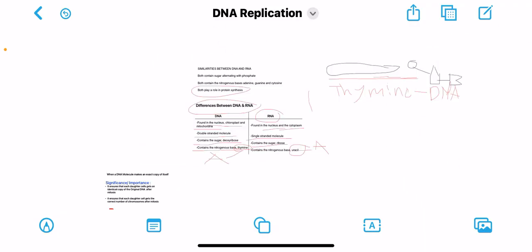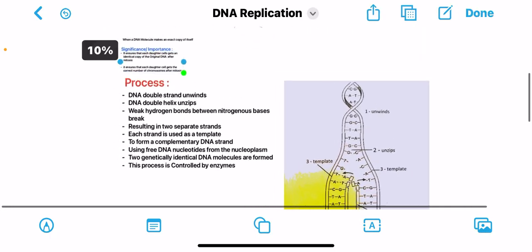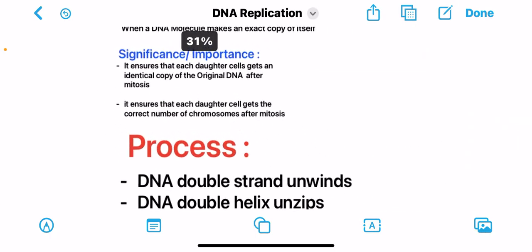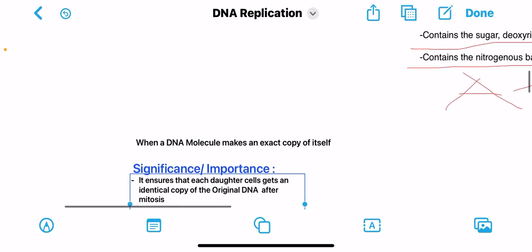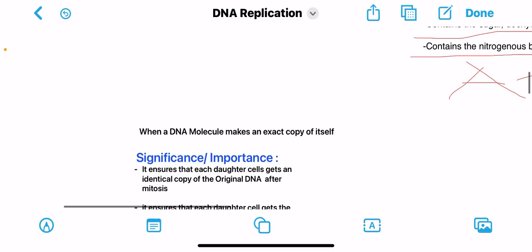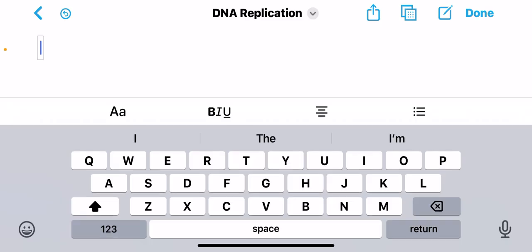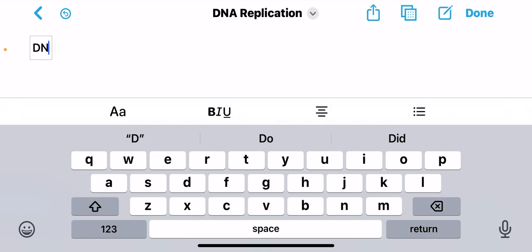Now we are done with the similarities and differences between RNA and DNA. Now we're going to focus on DNA replication. So this is DNA replication.